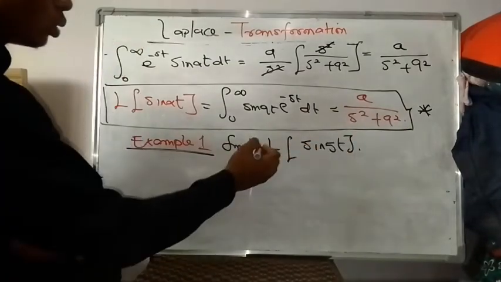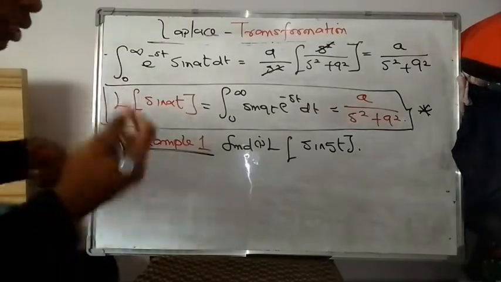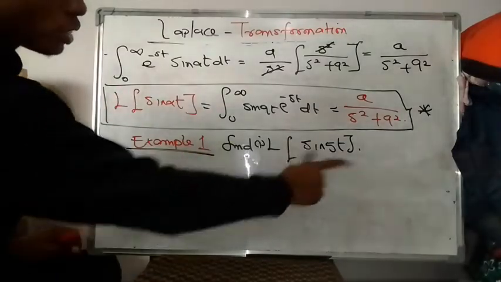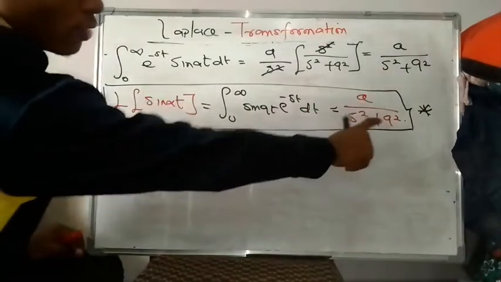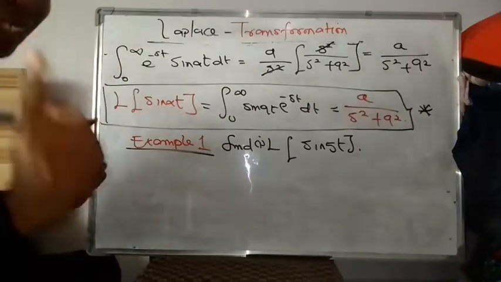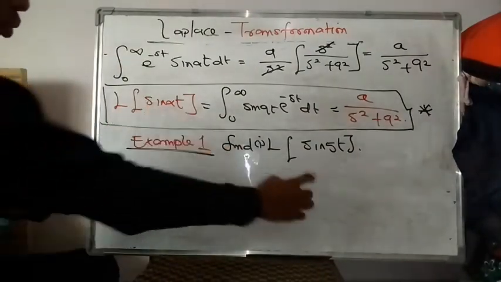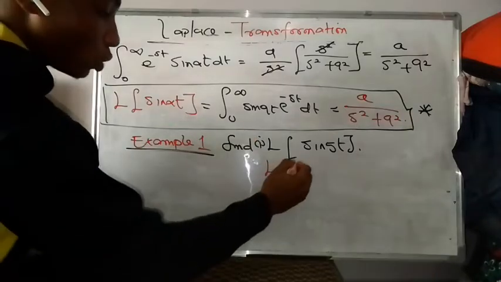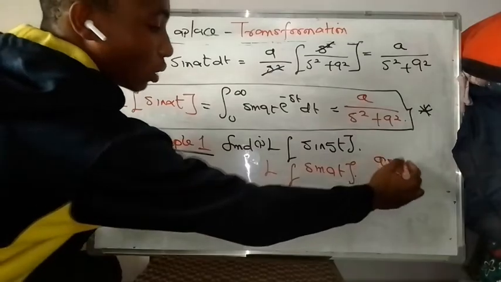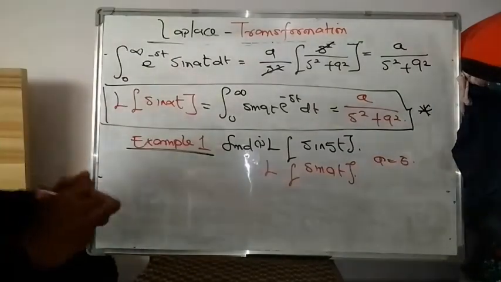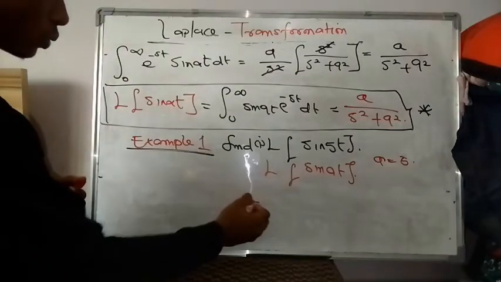This is example 1. Now I'm going to leave you with one exercise so you understand how to go about it. So Laplace of sine at is equal to what? Since the Laplace of sine at is equal to a divided by s squared plus a squared, where a is a constant, comparing this with this, this is sine at, here my a is equal to what? 5. So since my a is equal to 5, the Laplace of sine 5t is equal to what?